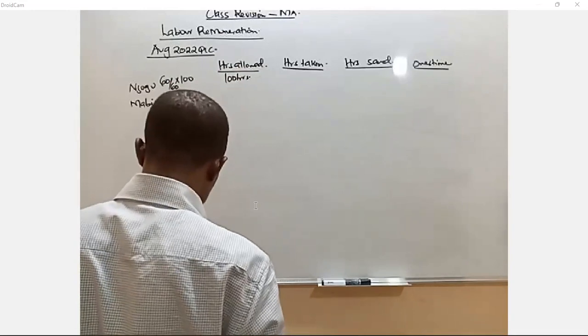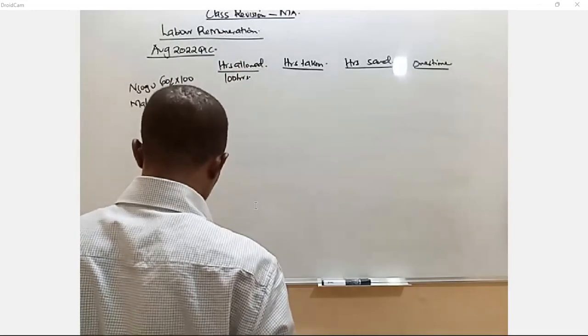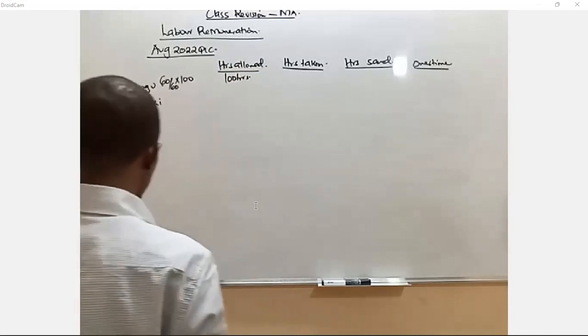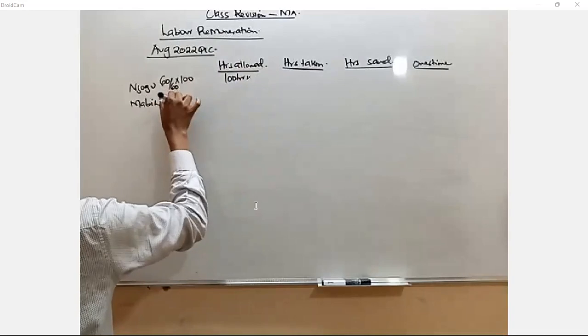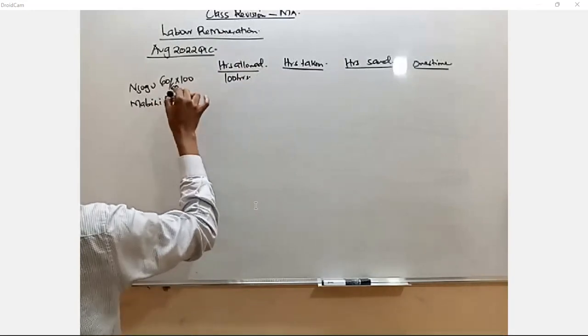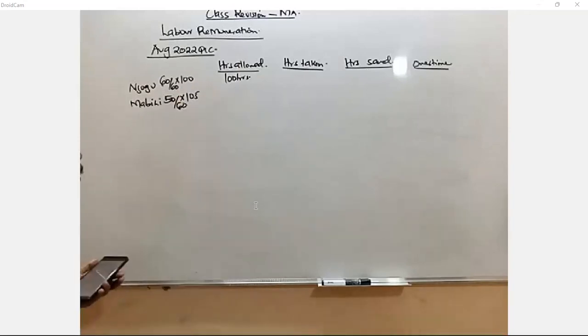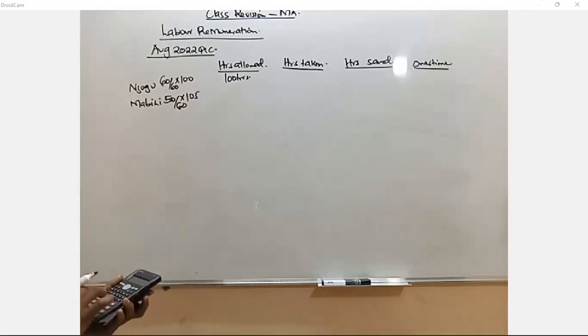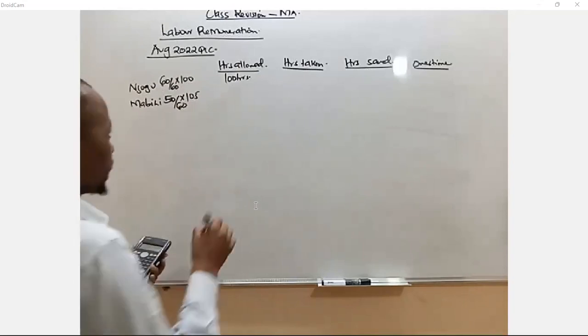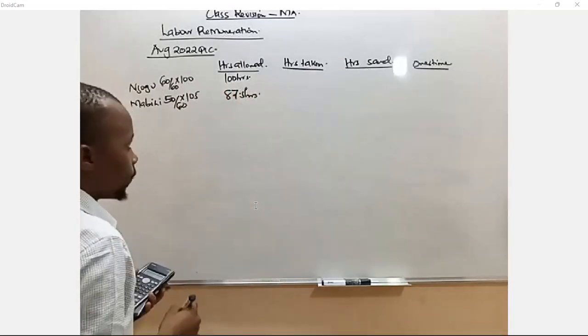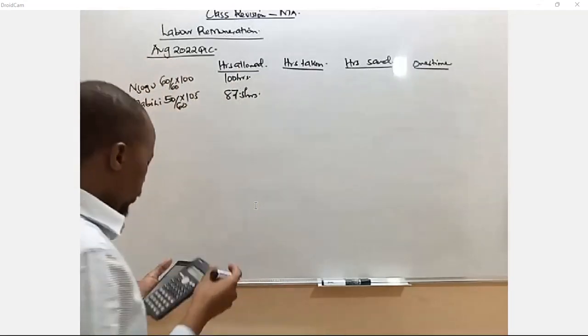Then we also discuss about Mabili, who has standard minutes, 50 standard minutes. So you convert to hours. So 50 over 60 you multiply by 105. 50 divided by 60. You multiply by 105. We are getting 87.5 hours. What about the hours taken?